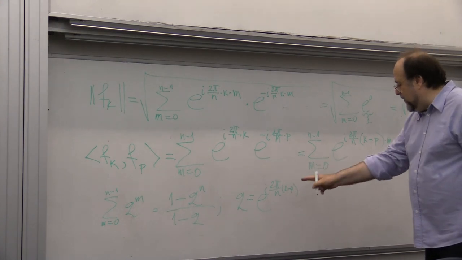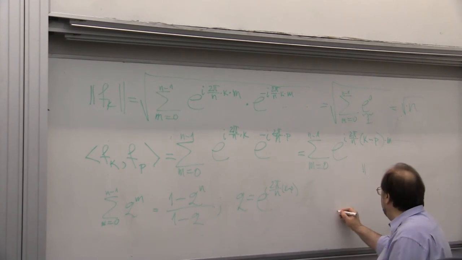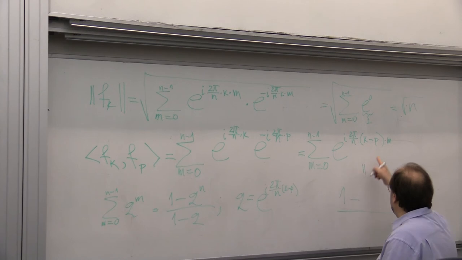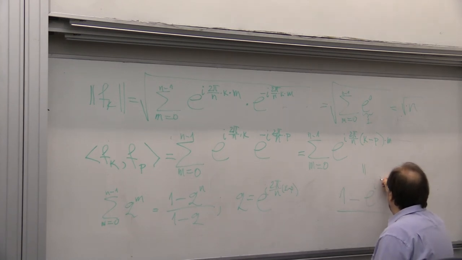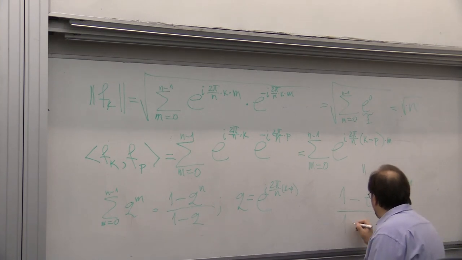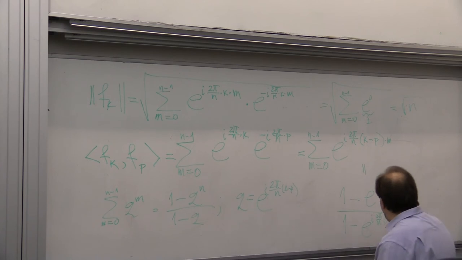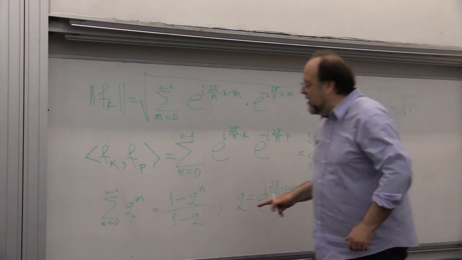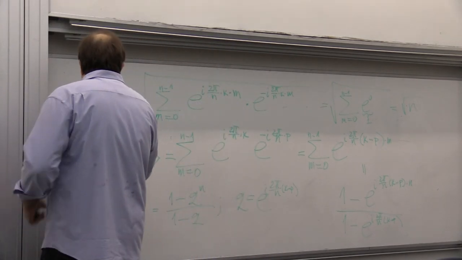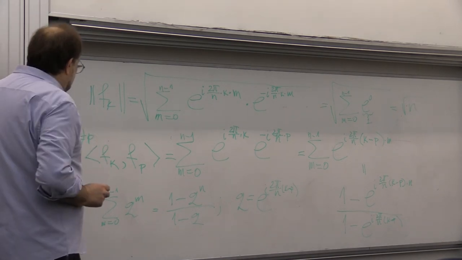So if you substitute this here, then you get that this formula produces 1 minus e to the I 2 pi divided by n (k minus p) times n, divided by 1 minus e to the I 2 pi divided by n (k minus p). And we are assuming here that k is not equal to p, right? Because k equals p we computed here. So here k is not equal to p.